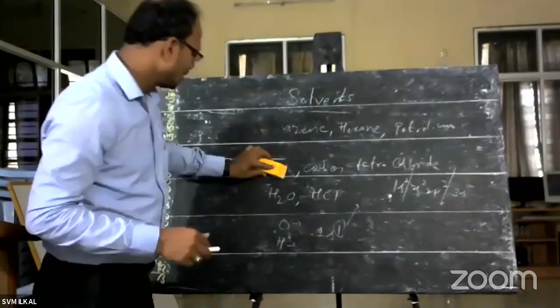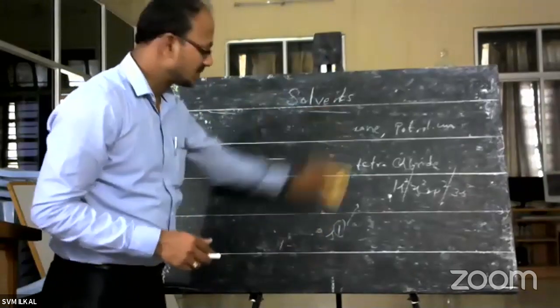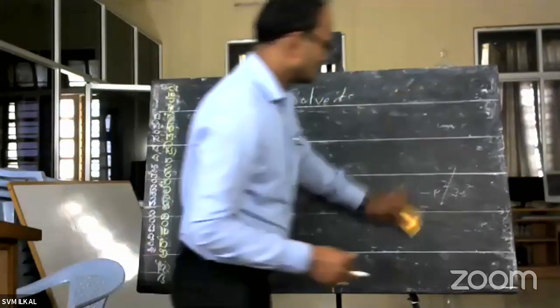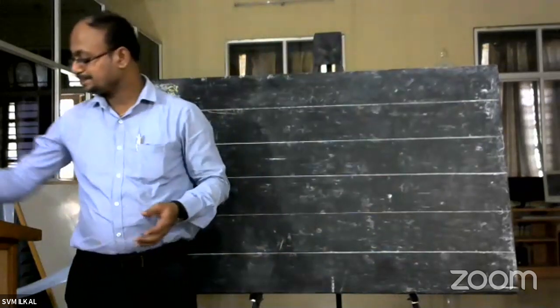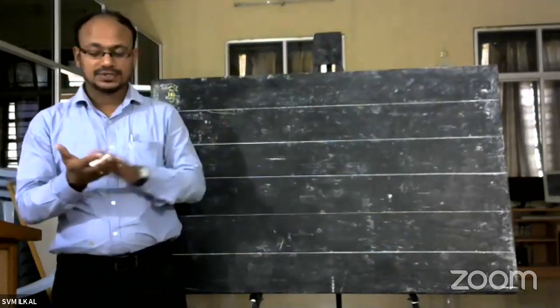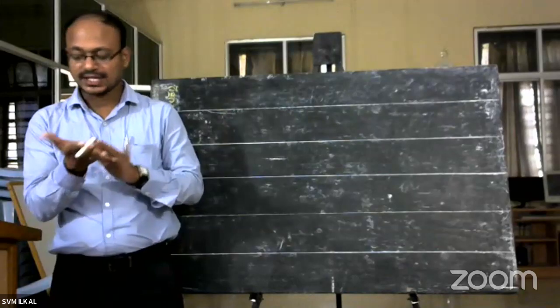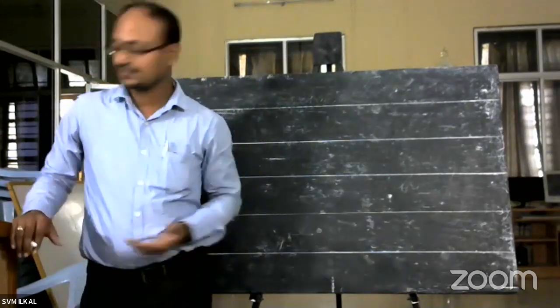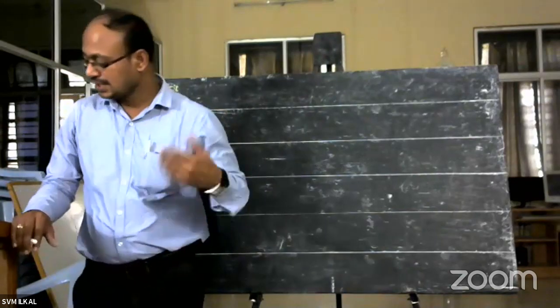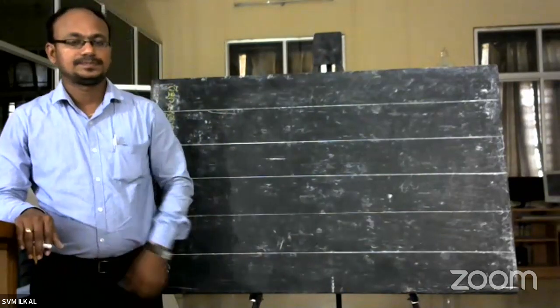So far we have studied what exactly a solvent is, then the types of solvents, aqueous as well as non-aqueous. Then we have studied the classification of solvents, that is, ionizing solvents as well as non-ionizing solvents.